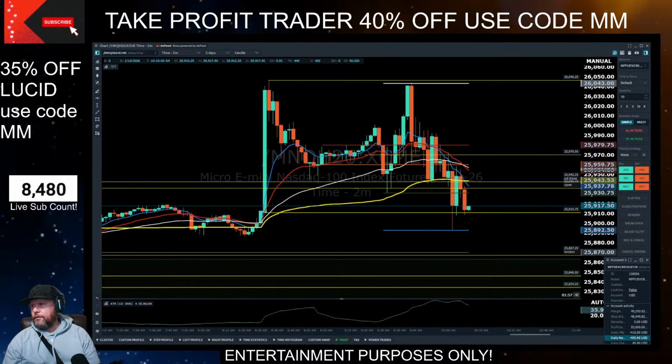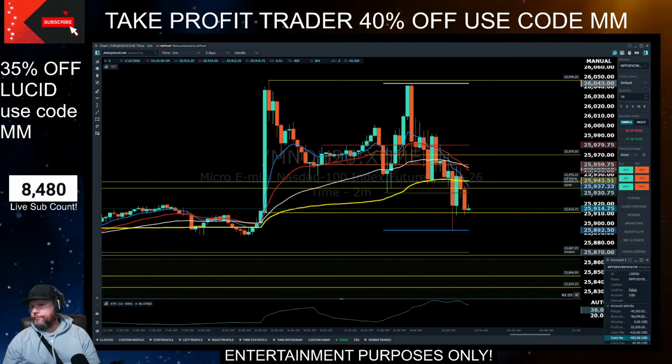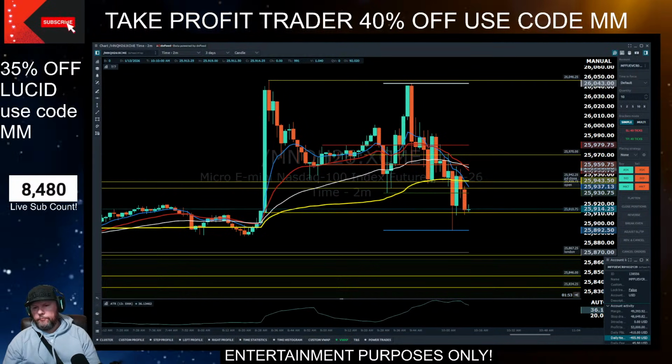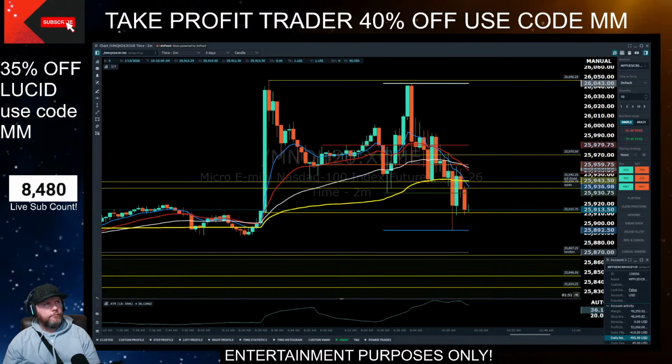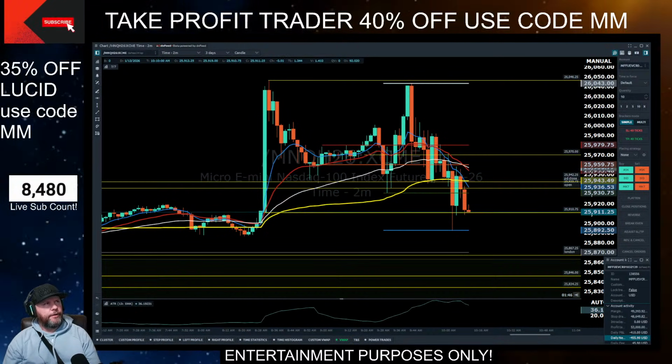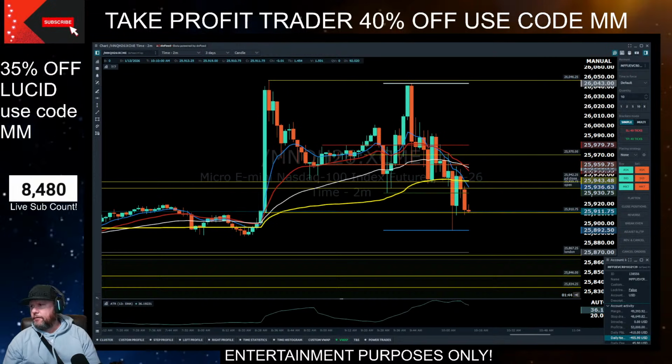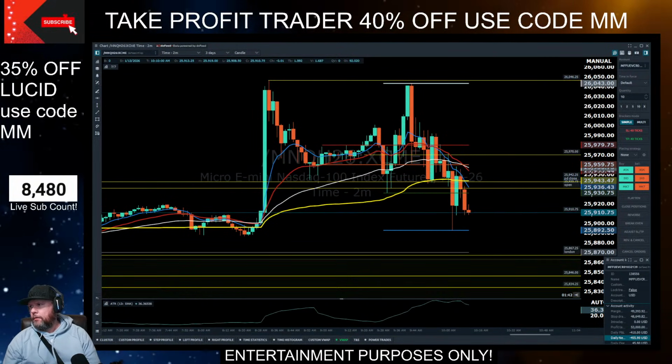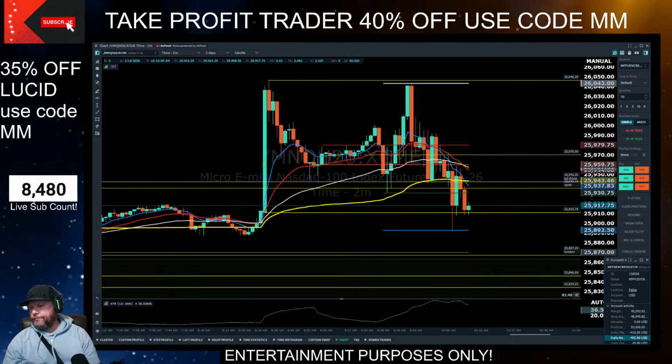See if ES can make a new low here. Daily open, VWAP, 250, all within a 10-point range. That's crazy. That is insanity.